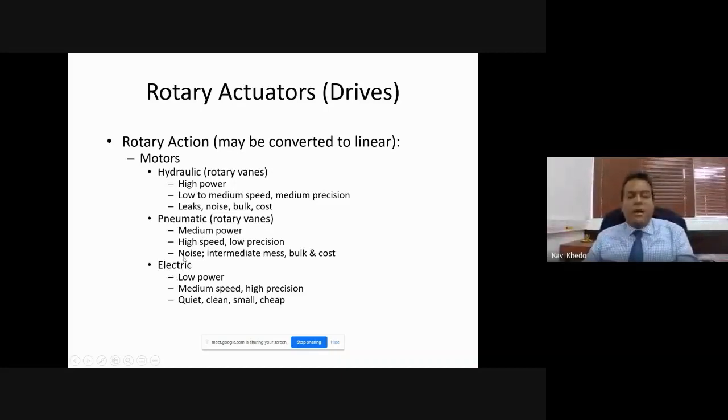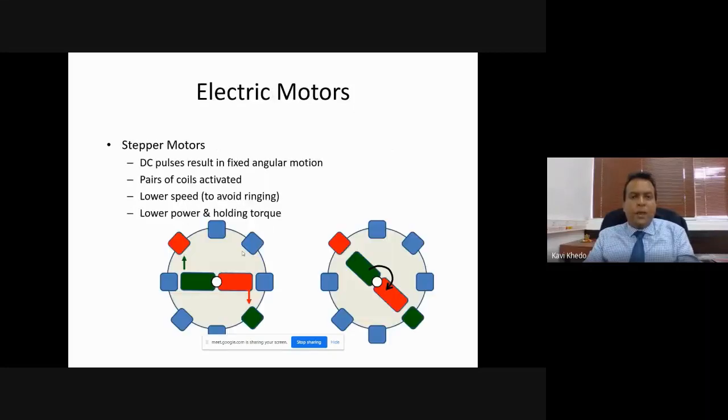Otherwise, electric motor, in our case we are going to use electric motors, it doesn't generate so much power. It is medium speed, but high precision, quiet, clean, small, cheap. So these are some characteristics. Depending on what you want to do, which system you want to implement, you will choose your corresponding actuator or motors.